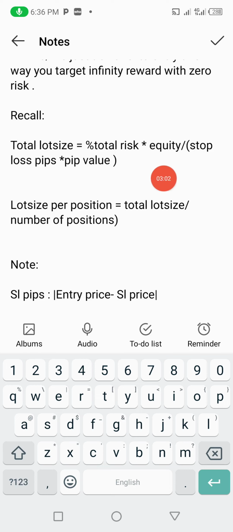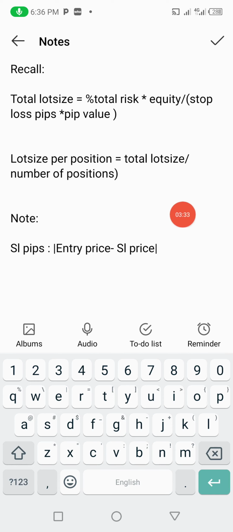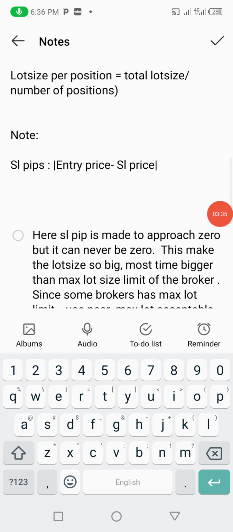Okay, then we have equity, which is your deposit. Then stop loss pip. This is where you need to pay attention. The pip value for indices are $1, except step index, which is $10. But for Forex, it varies. So you have to check the pip value on Google. Just ask Google. Google will show you the pip value for each type of asset you are trading. Lot size proposition is total lot size over number of position. Note, stop loss pip is entry price minus SL price, that is stop loss price.